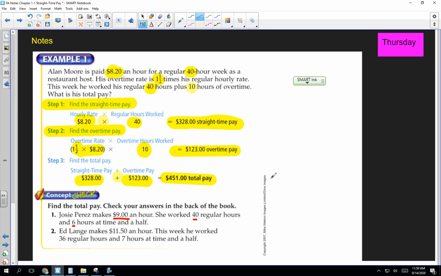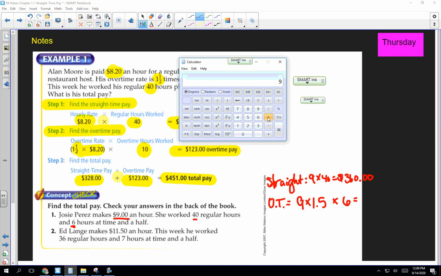So we're going to calculate her regular straight pay. Regular straight is 9 times 40. I don't even need a calculator for that. I know that's $360. Okay. Her overtime pay is her overtime rate, which is $9 an hour times time and a half. And then we're going to multiply that by the 6 hours of overtime that she worked. So we're going to put all three of those numbers in our calculator: 9 times 1.5 times 6.